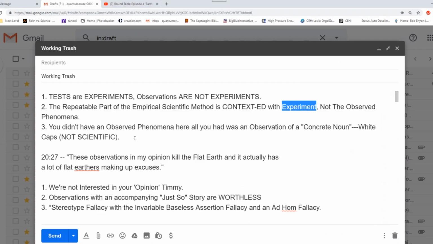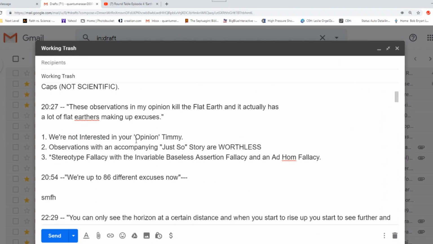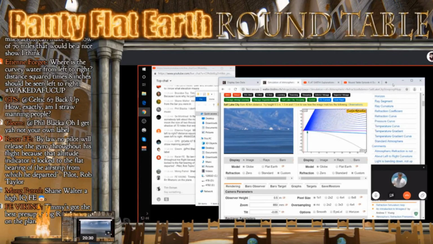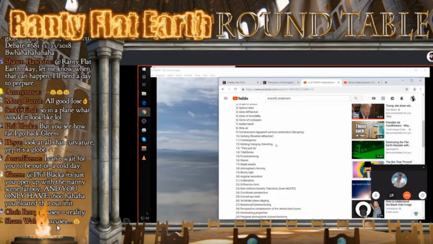2027, these observations, in my opinion, kill the flat earth, and it actually has a lot of flat earthers making excuses. Really? We're not interested in your opinion, Timmy. Not from professional trolls. Number two, observations with an accompanying just so story are absolutely worthless. And stereotype fallacy with the invariable baseless assertion fallacy with a cherry on top ad hom. These usually go in, they're usually kissing sisters. You could substitute straw man for ad hom. It just depends on how you context and where you're headed.